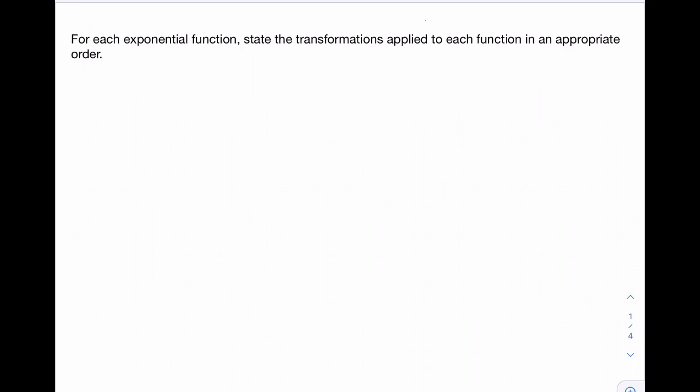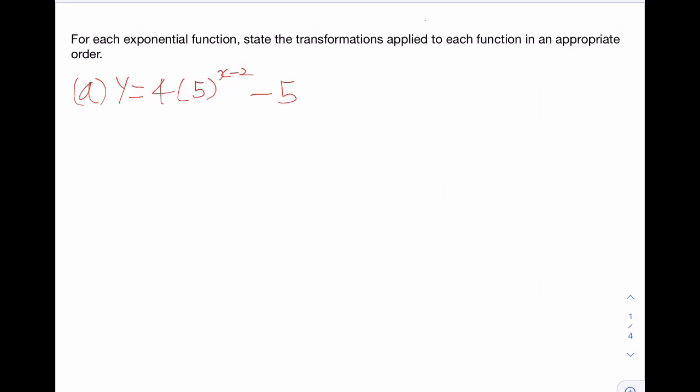So now let's solve our first question, which says that for each exponential function, state the transformations applied to each function in an appropriate order. So our first function, or question A, is going to have y is equal to 4 times 5 to the power of x minus 2, and then minus 5 here.